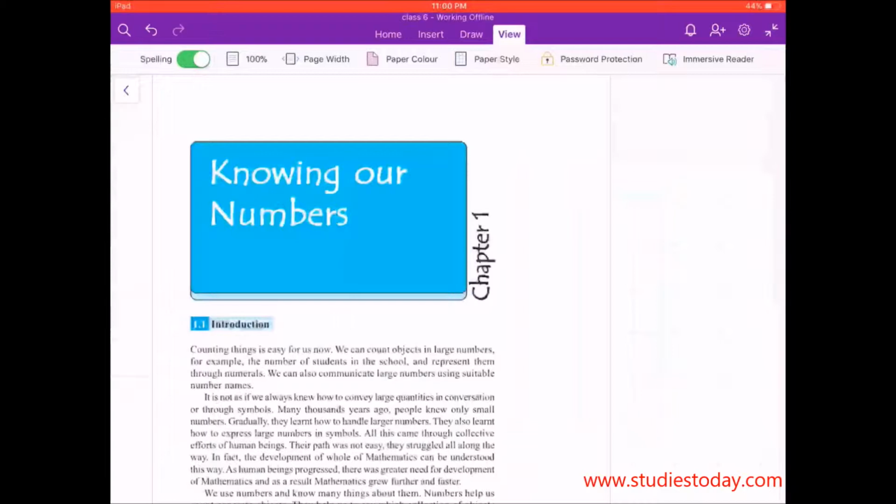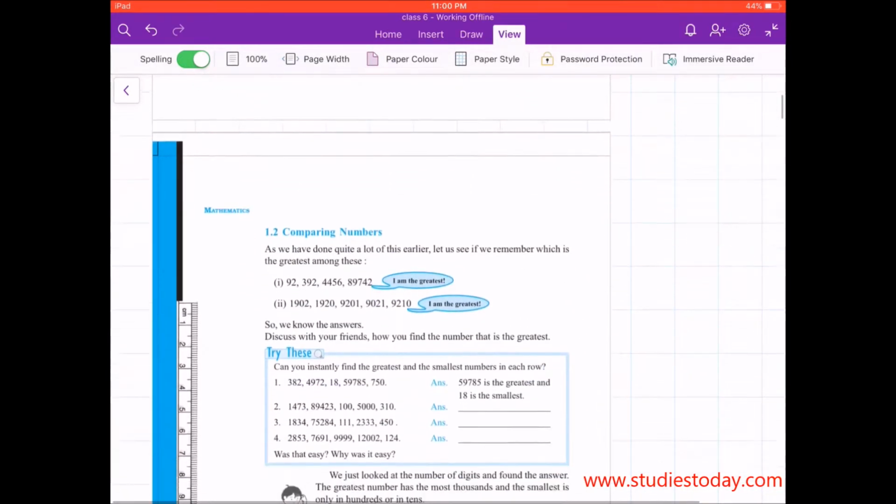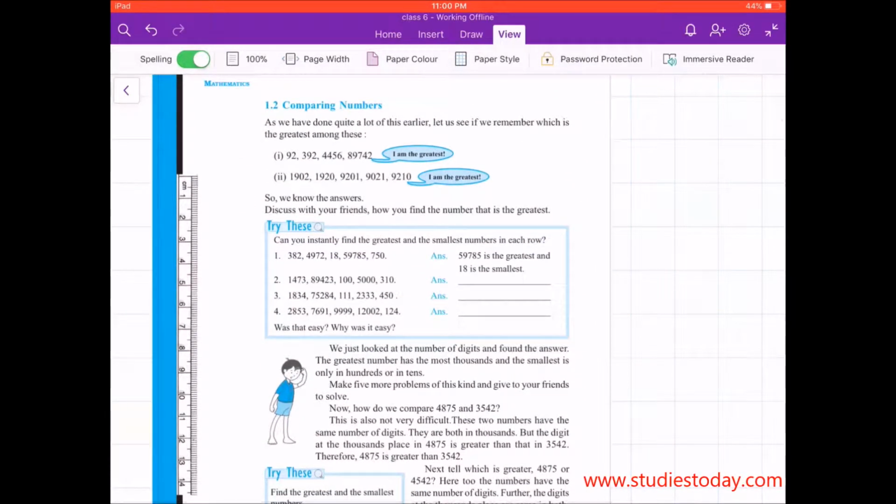Hello students, today we'll take up the topic of knowing our numbers, which is of class 6th and which is chapter 1. To start with the chapter, we will first recapitulate some very important things about natural numbers.